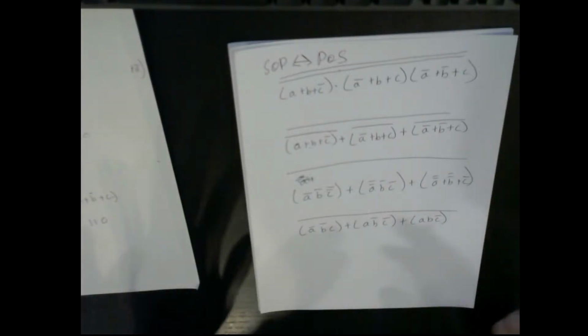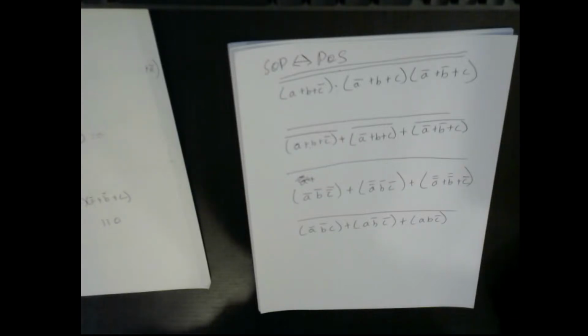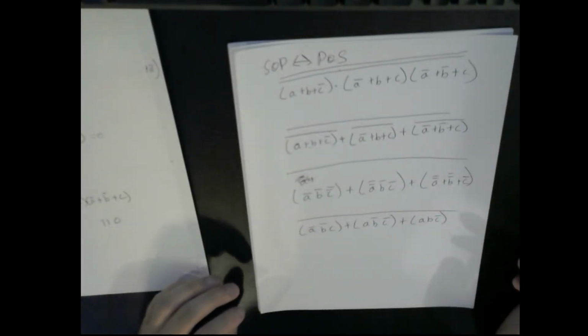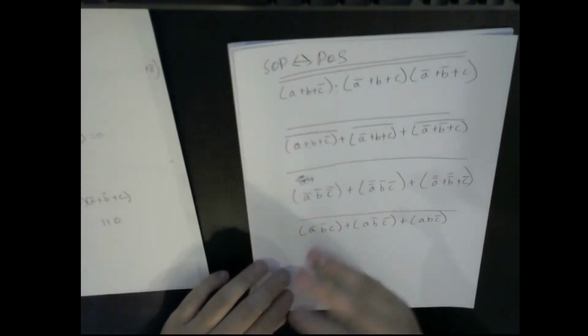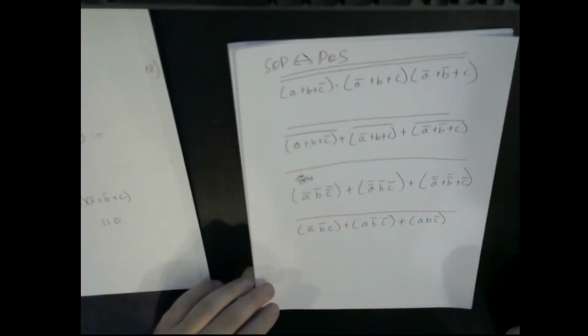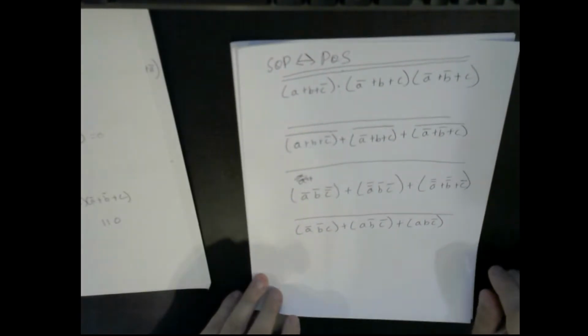So I have something that now looks a little bit more like POS. Now I can keep on doing these tricks until I get to SOP, but for the sake of time, I'm just going to leave it right here. I don't think we'll really have to do anything that requires you to go from SOP to POS, but I just wanted to show that.